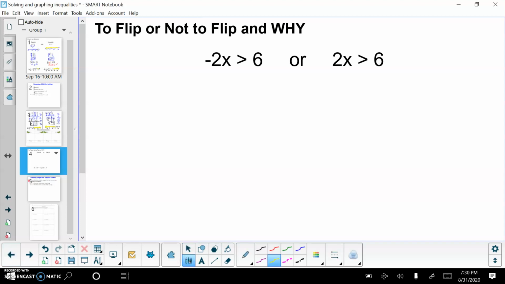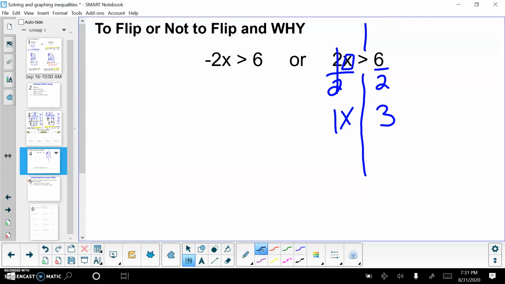Okay, so I'm actually going to solve the one on the right first. It does not require a flip, and we'll see why. In order to get the x by itself, I need to move the 2. The 2 is connected through multiplication. The opposite of multiplication is division, so we're going to divide. 2 divided by 2 is 1x. What we do on the left side, we must do on the right. And 6 divided by 2 is 3.